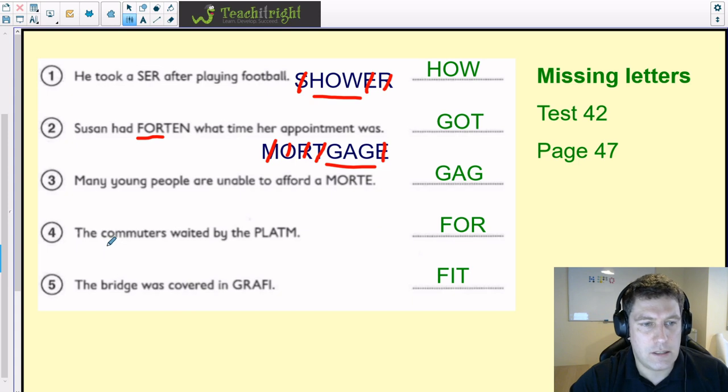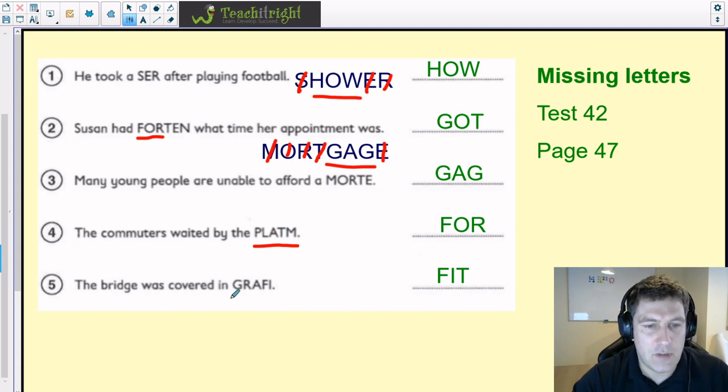The commuters are people that travel in and back to work. The commuters waited by the, now where would they be waiting if they were travelling? What could they possibly be travelling on? Maybe a train. So where would they be waiting? Waiting by the platform. And maybe PLAT gave you a clue there, platform.